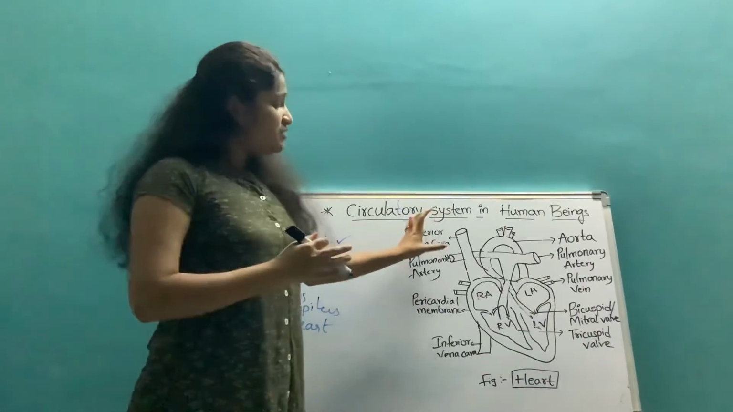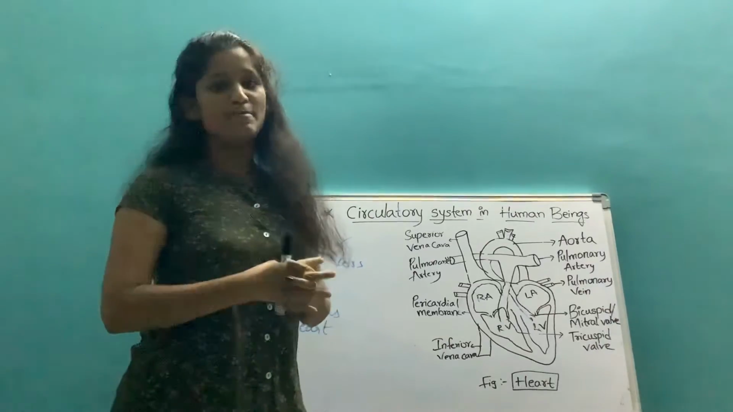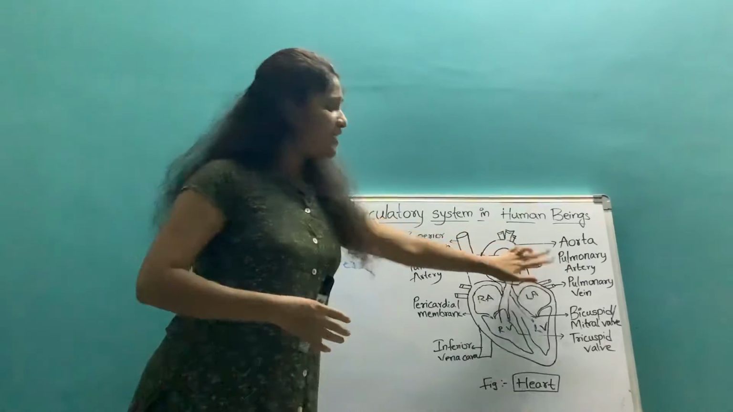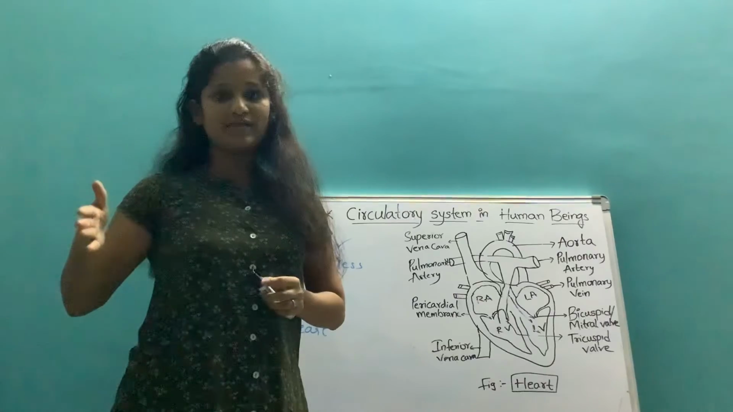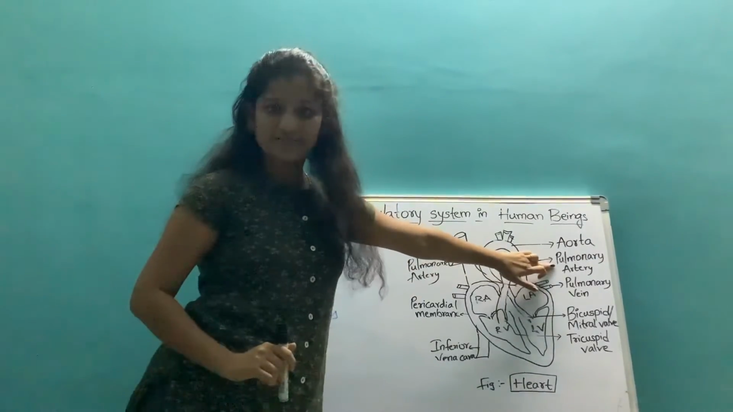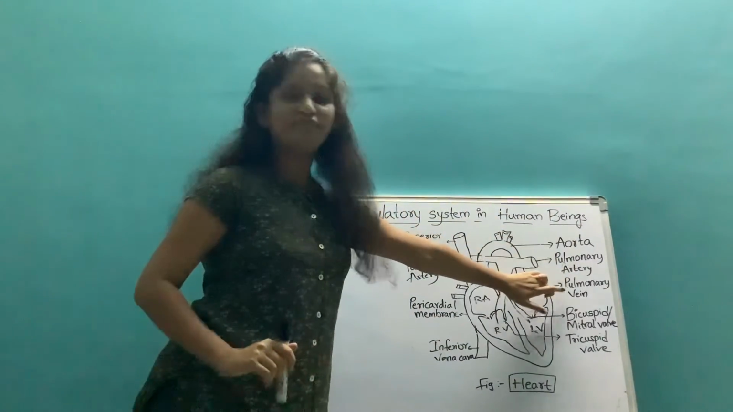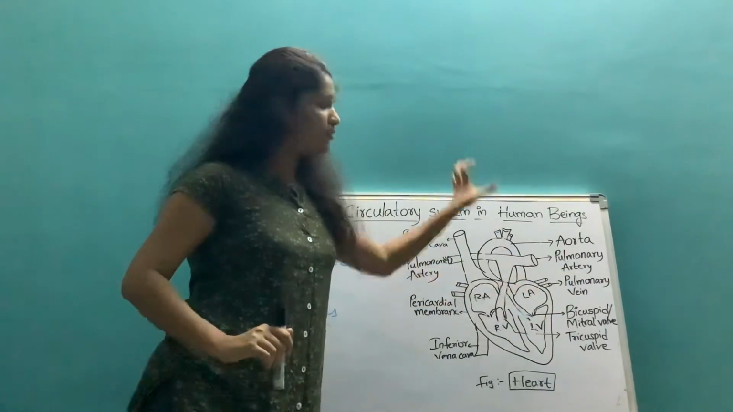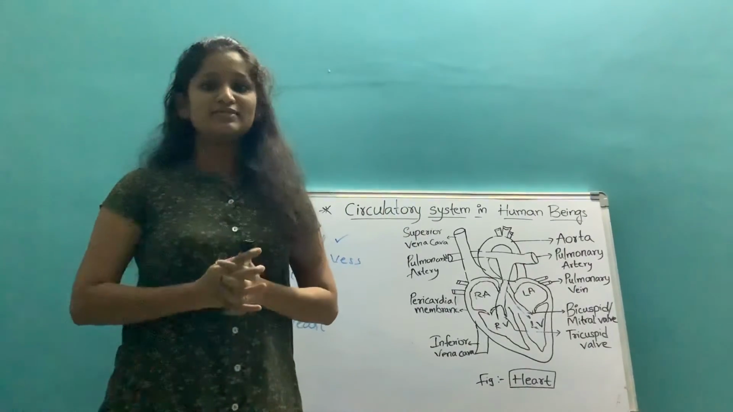Because the blood enters the heart twice, this kind of circulation is called double circulation. I hope everyone is clear with this point. As I said, the arteries carry the oxygenated blood and the veins carry the deoxygenated blood, but with one exception: the pulmonary artery carries the deoxygenated blood from the heart to the lungs, and the pulmonary veins carry the oxygenated blood from the lungs to the heart. So this is about the circulatory system. Thank you.